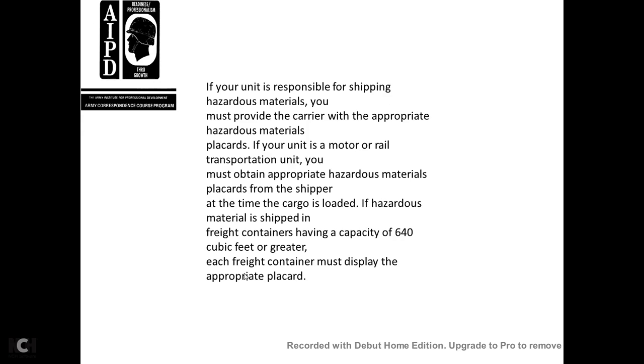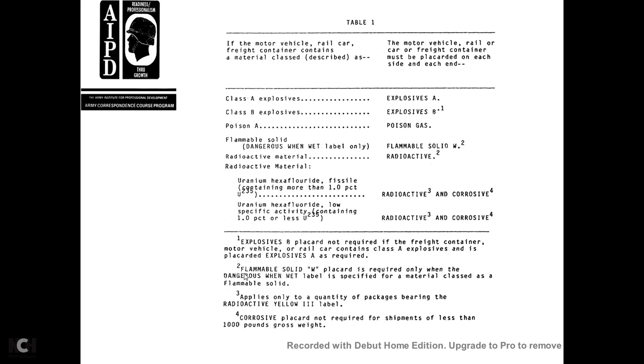Figure 1.9, Table 2. If you are responsible for shipping hazardous material, you must provide the carrier with the appropriate hazardous material placard. If you are on the motor or rail transportation unit, you must obtain the hazardous materials placard from the shipper at the time the cargo is loaded. For hazardous materials shipped in freight containers having a capacity of 640 cubic feet or greater, each freight container must display the appropriate placard.